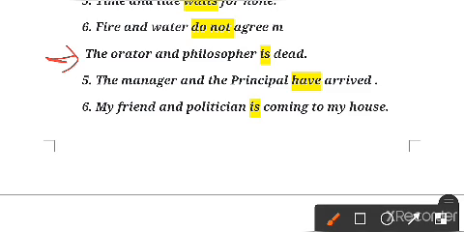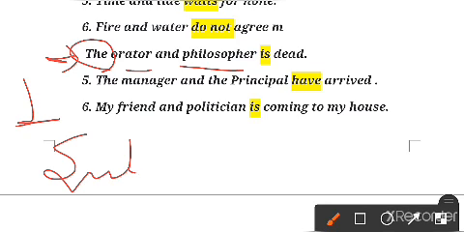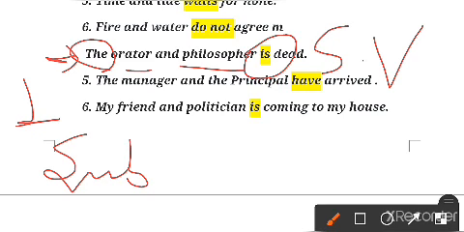Then one more sentence, students. The orator and philosopher is dead. Here you can see that an article is given only before orator. So the person who is an orator is the same person who is a philosopher. Here we are talking about one particular subject, so that is why our verb is put as a singular verb. Clear? The orator and philosopher.